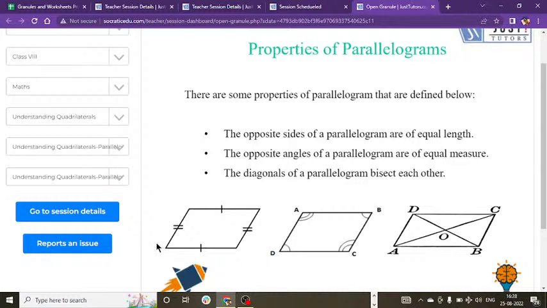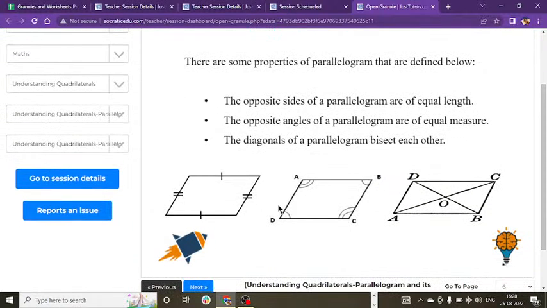So अब हम parallelogram की properties देखेंगे. Let's see what are the properties of a parallelogram. There are some properties of parallelogram that are defined below. So इसकी properties आप ध्यान से, you can just note down in your textbook, the notebooks, so that there's no need to open the textbook and learn from there. So from your notes you can just go through.